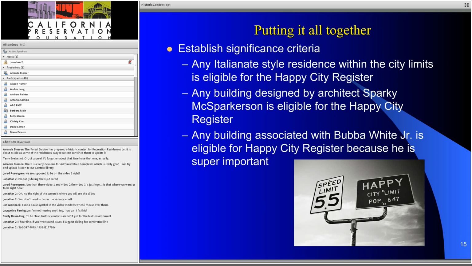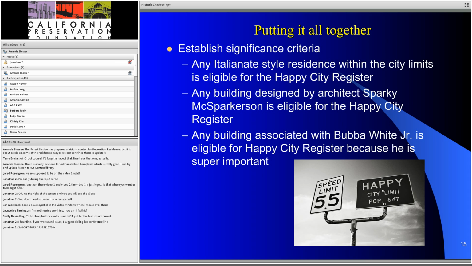Next, continuing to put it all together, you're going to establish some significance criteria. I put these together last night, so you can see they're a little bit in jest. For my significance criteria in Happy City, and Happy is a town in Texas, any Italianate-style residence within the city limits is eligible for the Happy City Register. I don't believe they have a single one.